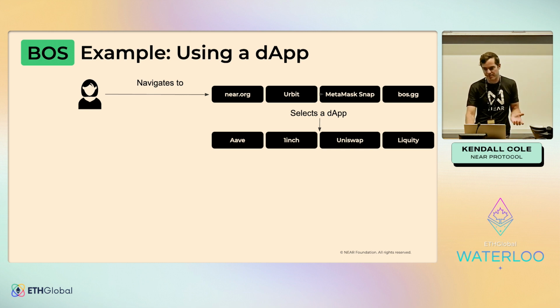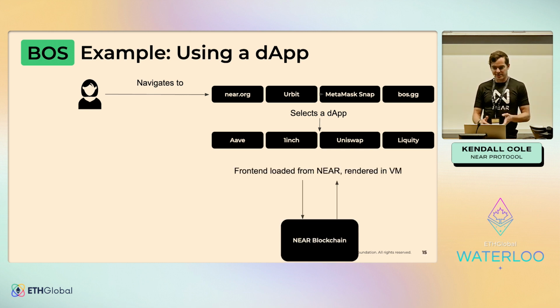Let's say they select Aave. After they select Aave, the Aave front-end code is going to be loaded from the Near blockchain. There'll be an RPC request to the Near blockchain, which will return the JSX, and that JSX will be rendered in a specialized virtual machine running on one of those different gateways that the user first navigated to.